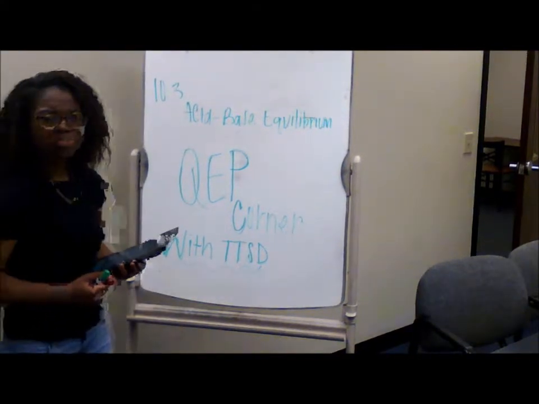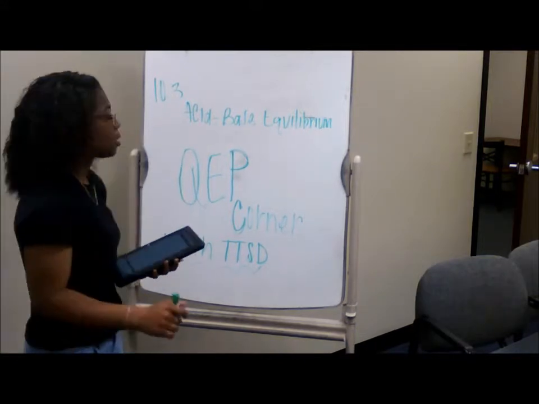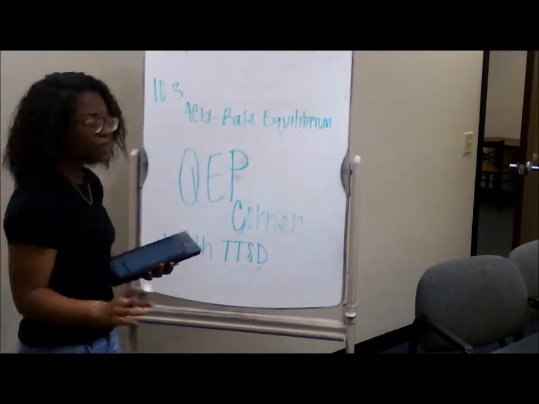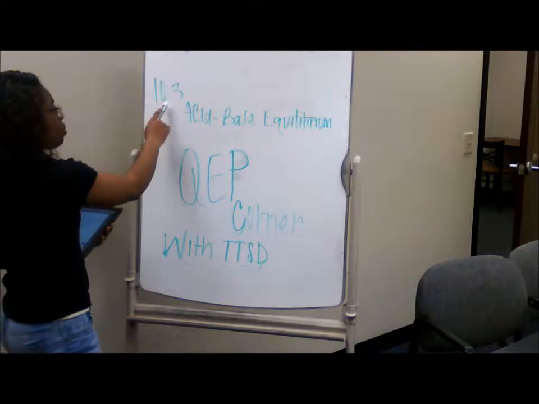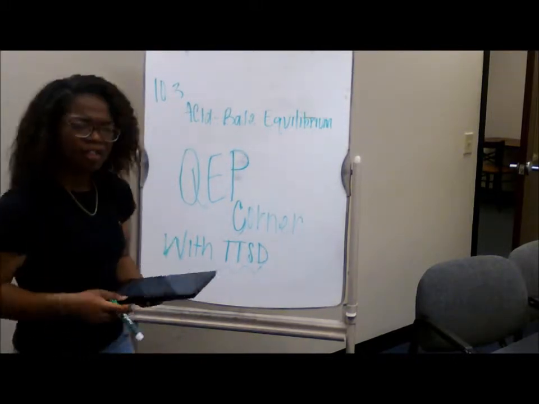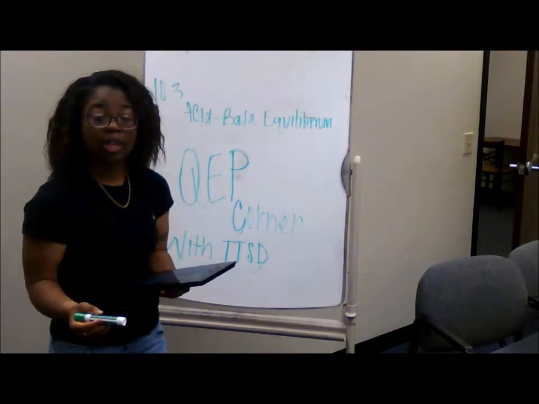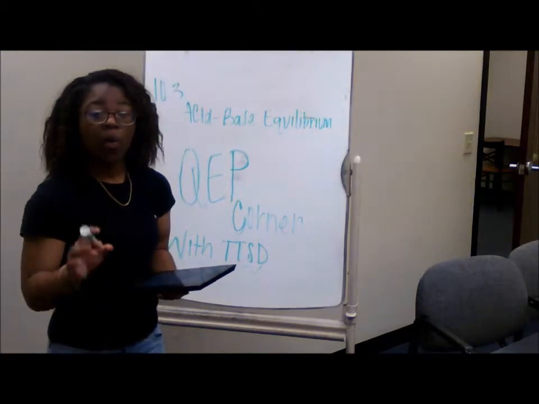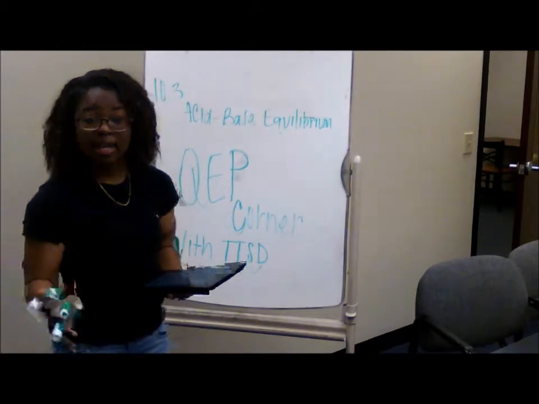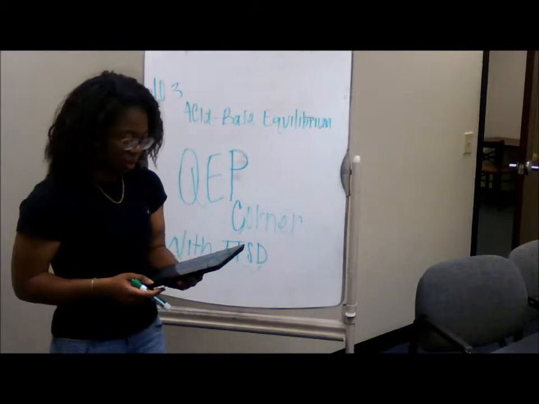Today I will be talking to you about acid-base equilibrium. It is on chapter 10.3. The first thing that I have to say about acid-base equilibrium is you have to understand what an acid is, what a base is, and what equilibrium is. First, I would like to break that down for you.